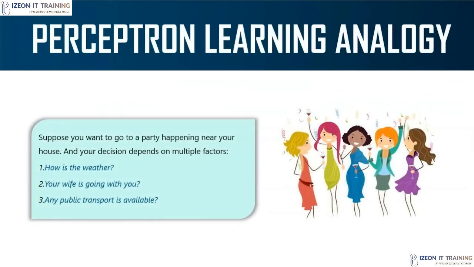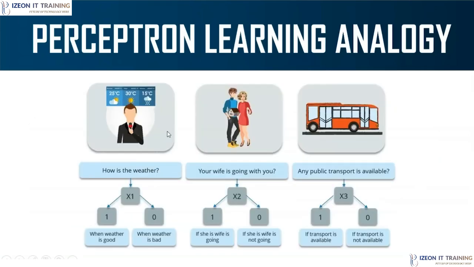Now, in order to make you understand perceptrons better, let's look at a small analogy. Suppose that you want to go to a party happening near your house. Now, your decision will depend on a set of factors. First is how is the weather. Second is probably is your wife or your girlfriend or your boyfriend going with you. And third is is there any public transport available? Let's say these are the three factors that you're going to consider before you go to a party. So depending on these predictor variables or these features, you're going to decide whether you're going to stay at home or go and party.